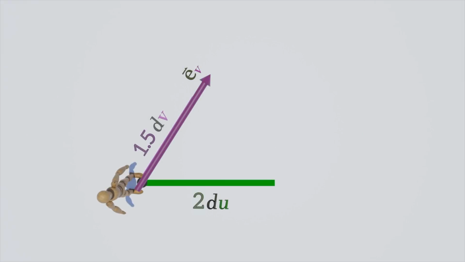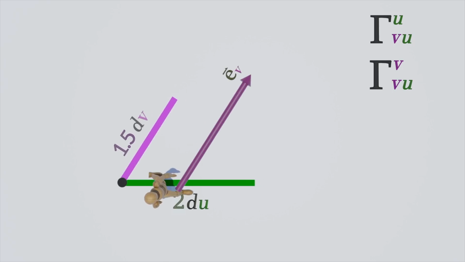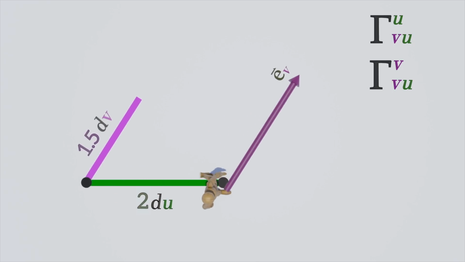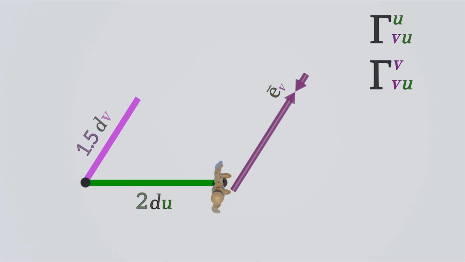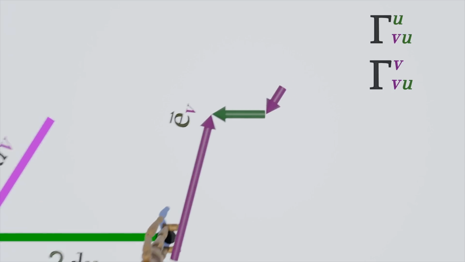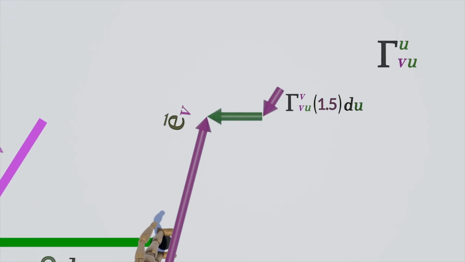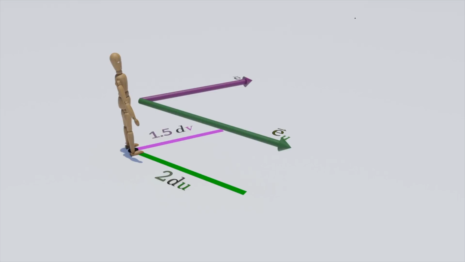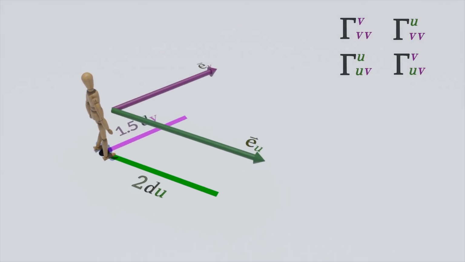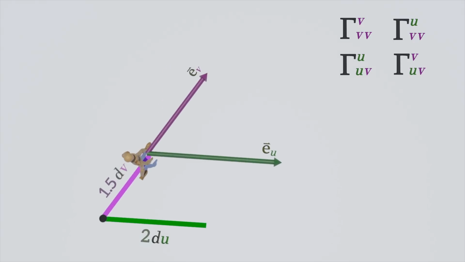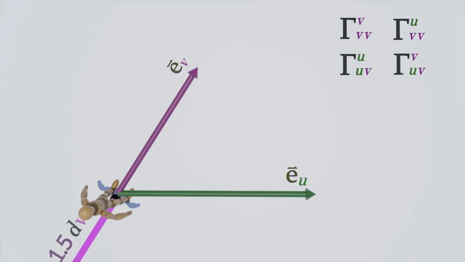The next two Christoffel symbols, gamma UVU and gamma VVU, give the observer this same information, only now with regards to how their v basis vector changes as they move along the u direction. Lastly, the remaining four Christoffel symbols tell the observer how their two basis vectors will change if they take a small step in the v direction as opposed to the u direction.